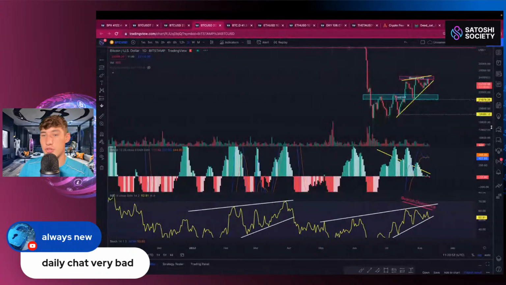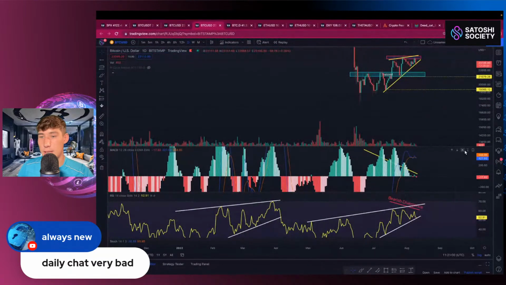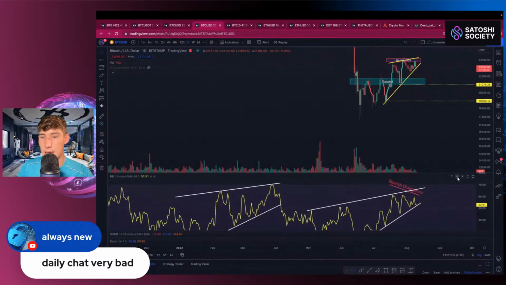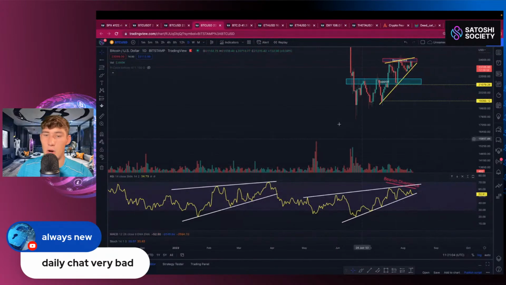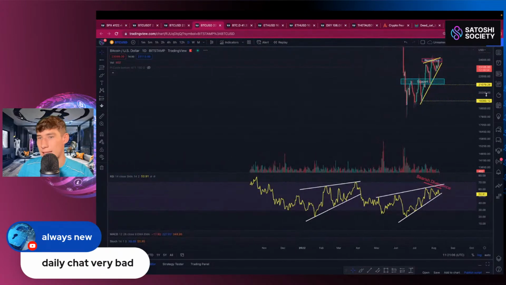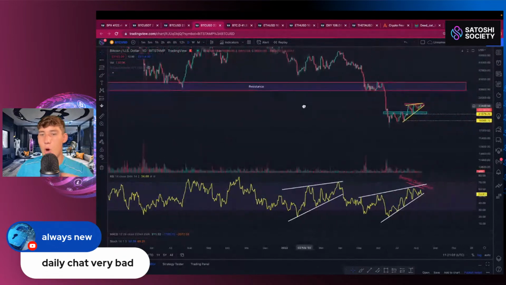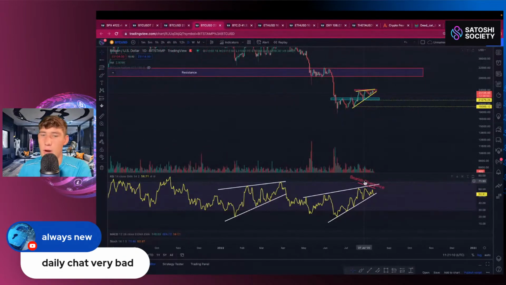So if I just zoom out, basically what I'm looking at here, we can get rid of the MACD. What I'm looking at here is the RSI, and I'm looking at patterns on the RSI. So what we can see on the RSI as of right now is a rising wedge. Now, if we do break to the downside of this rising wedge on the 12-hour, then we will most likely break towards the downside of this rising wedge on the daily as well.